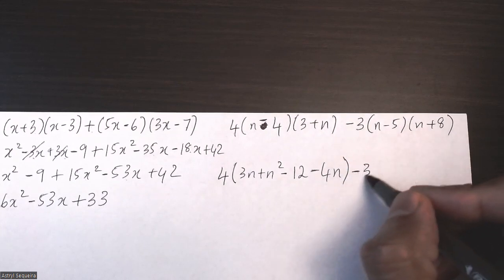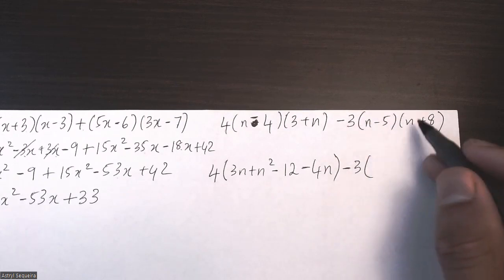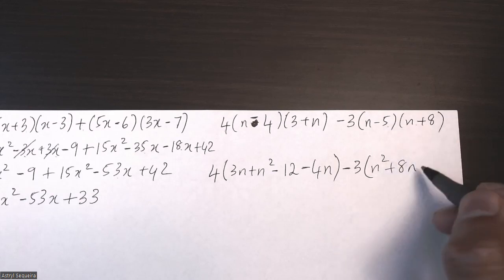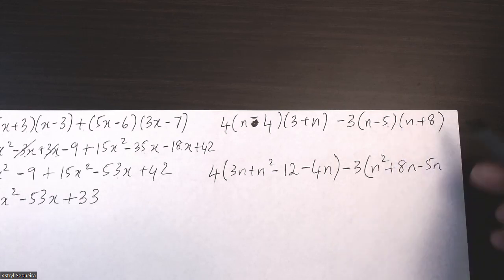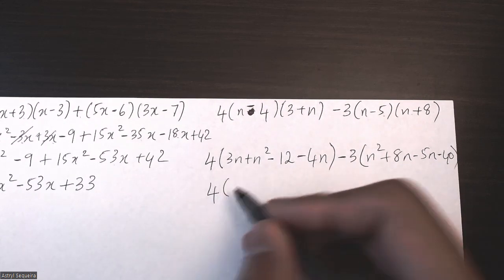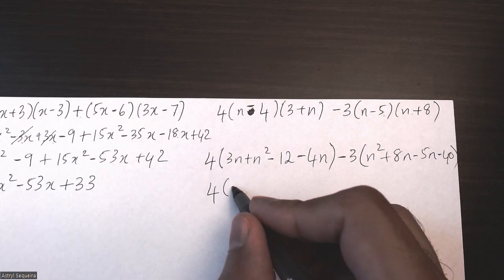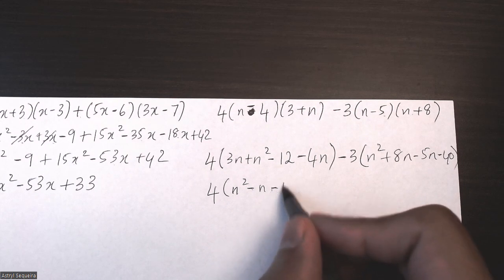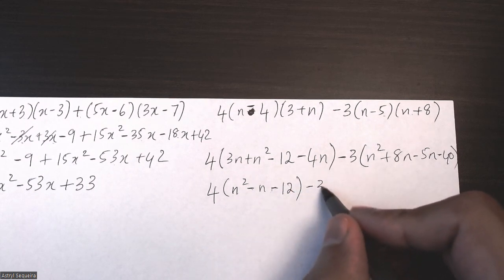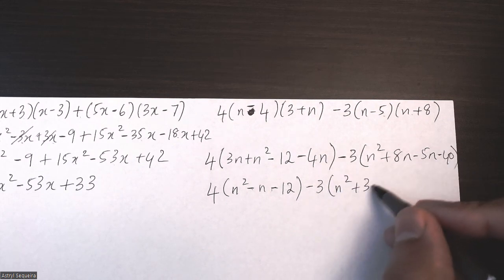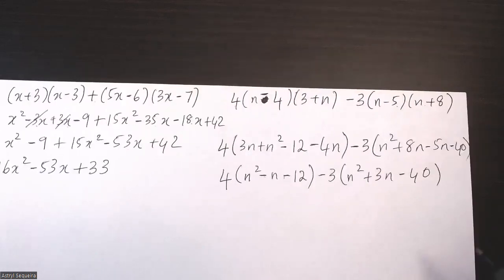And over here, I'll write the negative 3 the same, and I'll FOIL out these two brackets. So n times n is n squared. N times 8 is 8n. Negative 5 times n is negative 5n. Negative 5 times 8 is negative 40. I'll combine like terms in both my brackets. I'll write the 4 the same. Over here, n squared is just the largest term. 3n minus 4n is negative n. Then we just have a negative 12. And over here, negative 3. And we have n squared plus 3n minus 40.